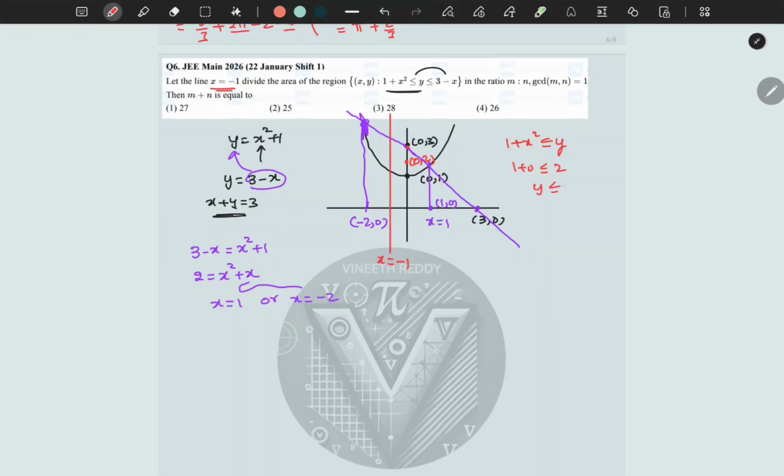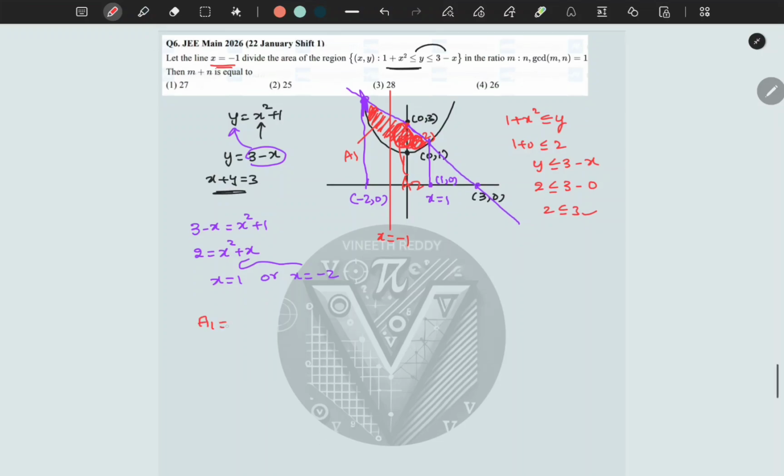And we have y less than or equal to 3 minus x. Again, we will be taking y as 2 and x as 0. So is 2 less than or equal to 3? Yes. That means he is talking about this region. I hope you are with me. Now we need to find the ratio of this region. Let us say A1, and this region is A2. Okay, this entire region.